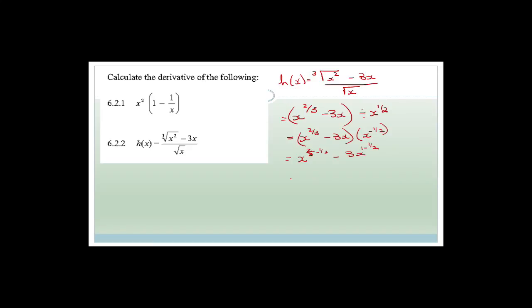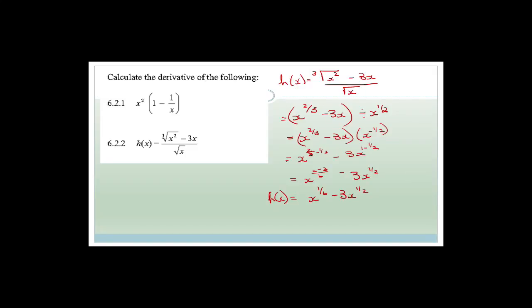So we've got a common denominator of 6. 3 goes into 6 twice, 2 times 2 is 4. Minus, 2 goes into 6 3 times, times 1 is 3. Minus 3x to the half, which is x to the 1 sixth minus 3x to the half. So that is h of x.